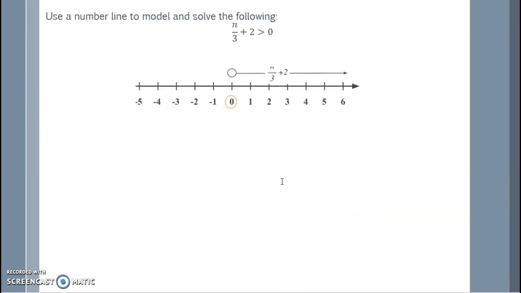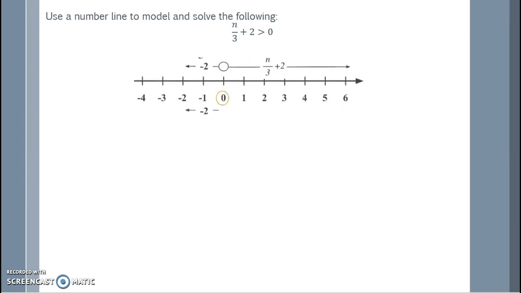Use a number line to model and solve the following. So I have n over 3 plus 2 is greater than 0. So right now we have an open dot because we have a greater than or less than symbol. And currently it's greater than 0, so we want things that are bigger than. So then our next step would be to subtract 2. So I'm going to move my dot to the left 2 so that we subtract 2.